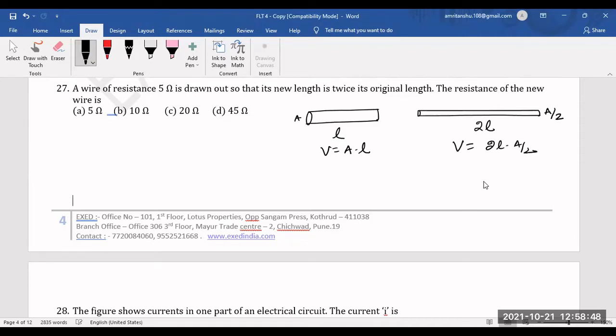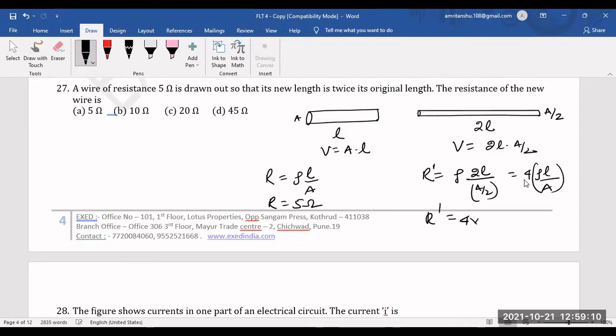Volume remains the same. Now the resistance of this wire was rho L by A, and the resistance of the new wire will be rho, length becomes twice, area becomes half. So this is 4 rho L by A. Let me take it as R dash. R was 5 ohms, so R dash comes out to 4 into 5, which is 20 ohms.